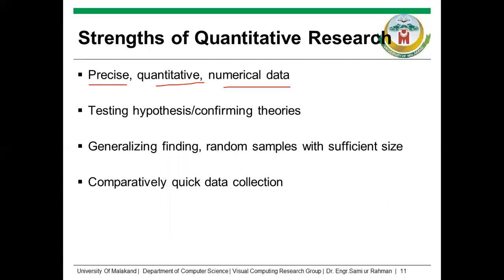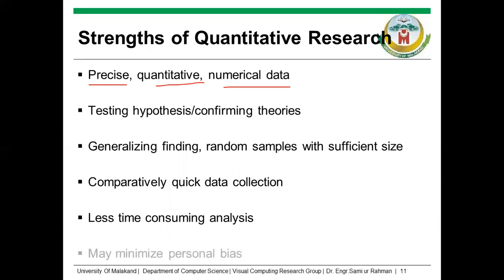Here, the data can be collected very quickly and with less time-consuming analysis. Here we can analyze the data quickly. Okay, and it may minimize personal biases. If we have this quantitative data, personal biases can be minimized in analysis.